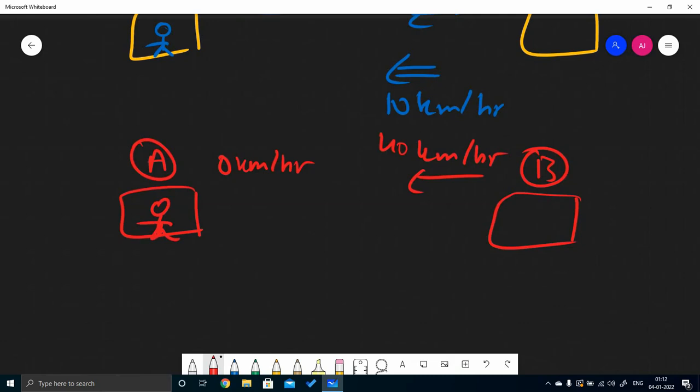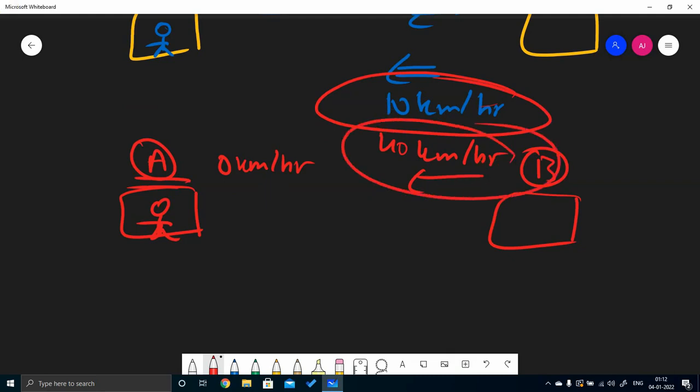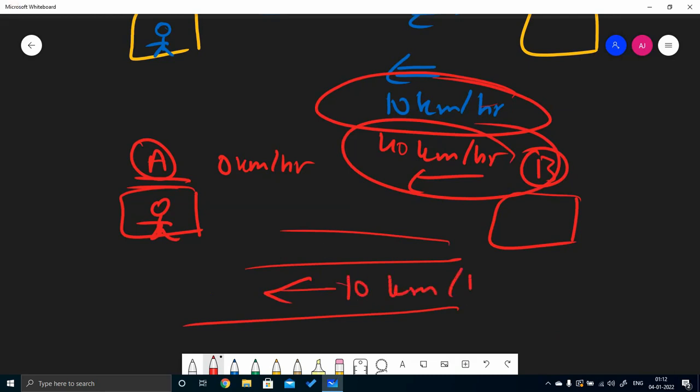Now make sure that when you're adding this 10 kilometers per hour, you don't just add it to A. Make sure you add it to everything else. By everything else, it means even the ground. So it would seem even the ground is moving towards A at 10 kilometers an hour.